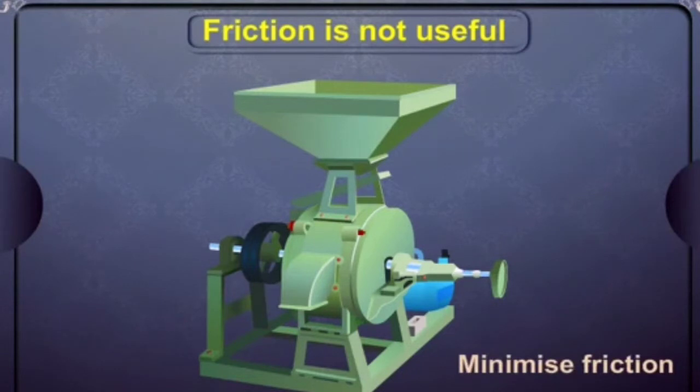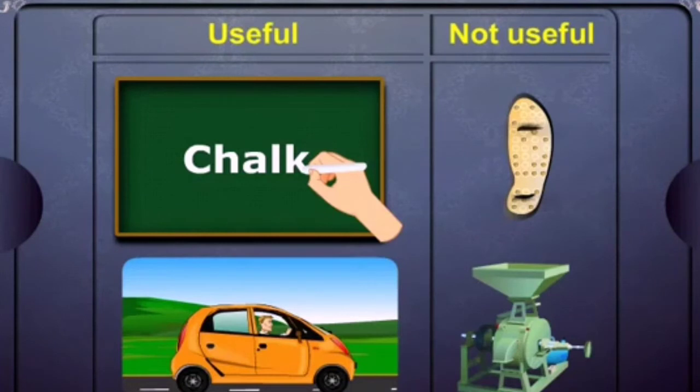Thus, we learned that as there are two sides of a coin, friction is useful in some cases, whereas it is not beneficial in others.